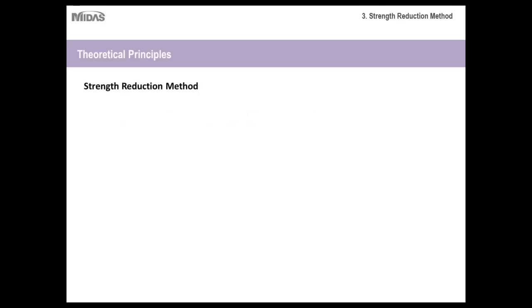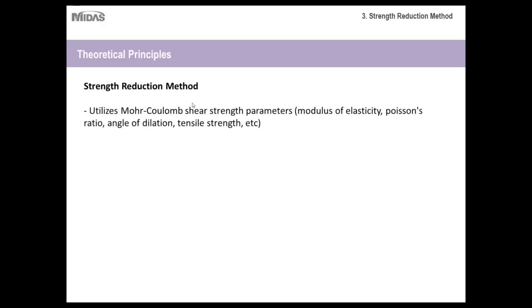Okay, so the main theoretical principles of the strength reduction method are as follows. It utilizes the Mohr-Coulomb shear strength parameters, so parameters such as modulus of elasticity, the Poisson's ratio, the angle of dilation, tensile strength, etc. Those are all used in the strength reduction method. So the main idea to get out of these parameters is that they all involve calculating the deformation, the displacement of elements as they're put under pressure under certain forces.